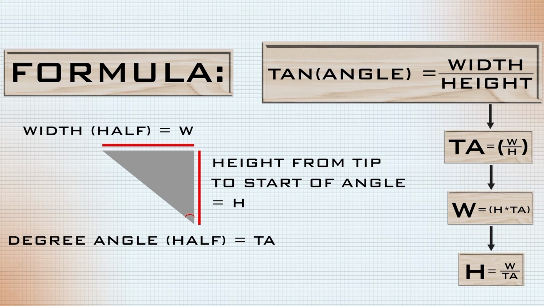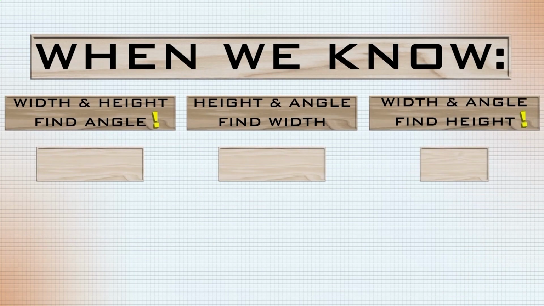Our second formula is width equals height times the tan of the angle, and then height equals width over the tan of the angle. Let's look a little bit more into what that actually means. Given the width and height, you find the angle. So the angle is equal to width over height.